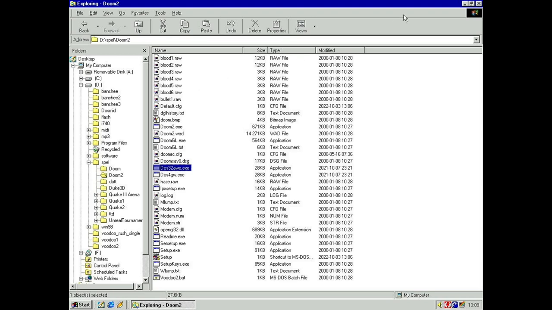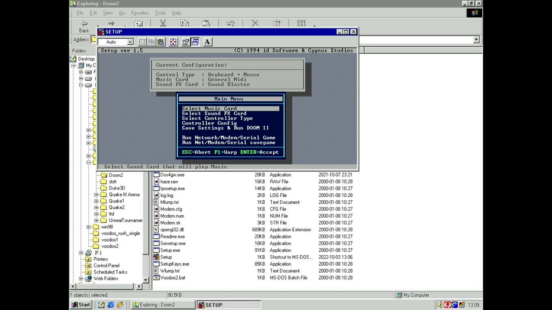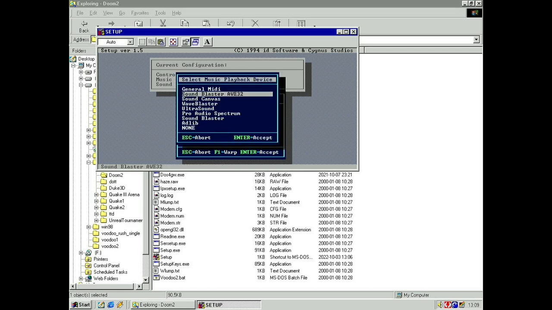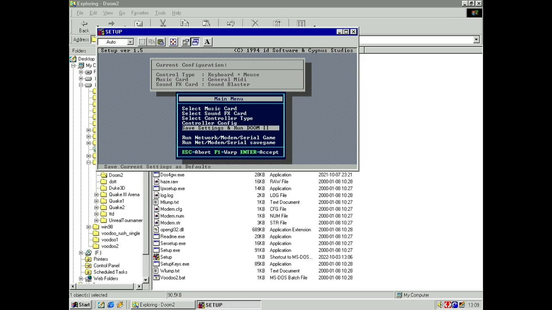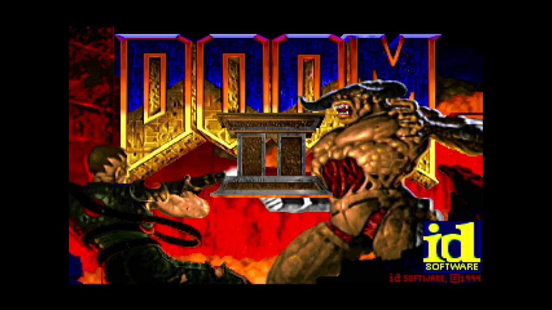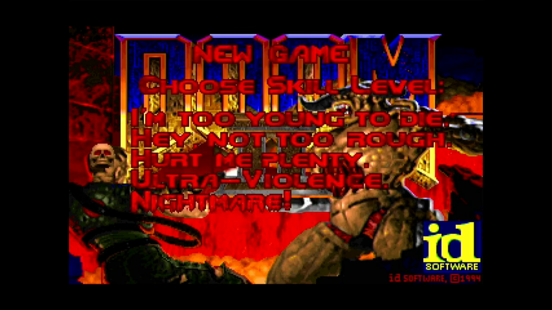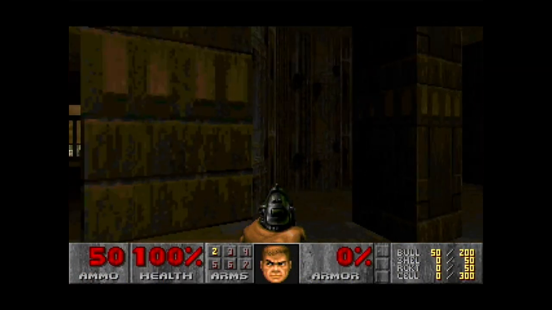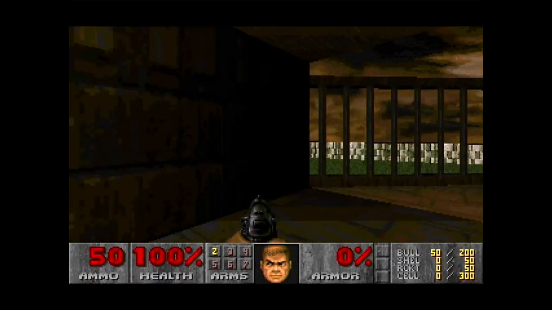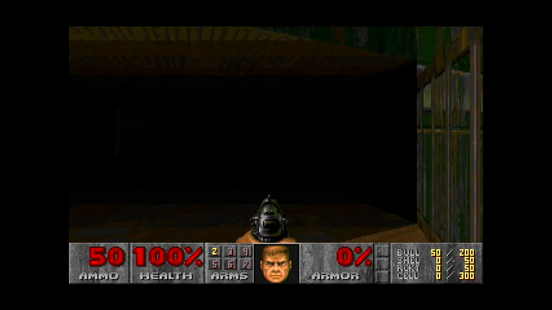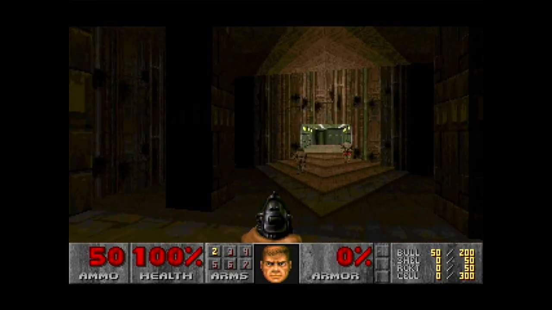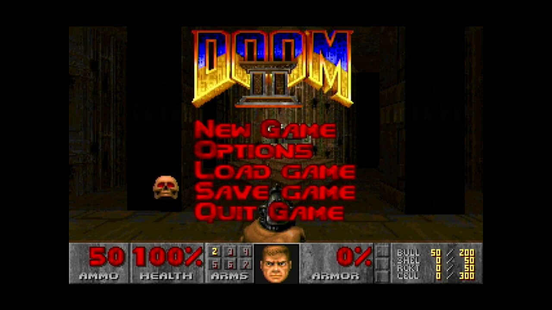So, for example, if I want to run Doom 2 here, I can run setup first just to select the music card. You can obviously select Sound Blaster AWE32, but say you want to run General MIDI. So we run that, save and launch. The game is playing, we're using General MIDI, basically emulated on the card. This works fine in Windows.